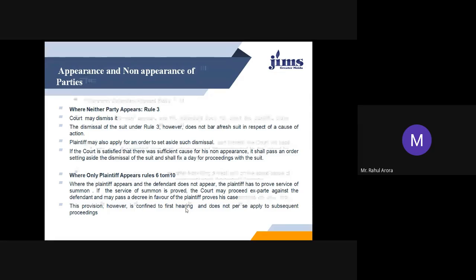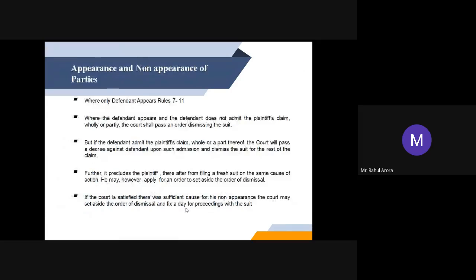Next, where only defendant appears. So we have already discussed till this particular point of time where neither party appears and where only plaintiff appears. Now we are going to talk about where only defendant appears, and the relevant provisions are Rule 7 to 11 of Order 9 CPC.